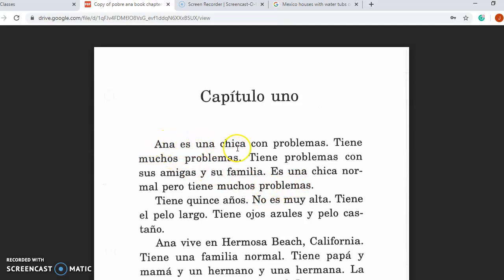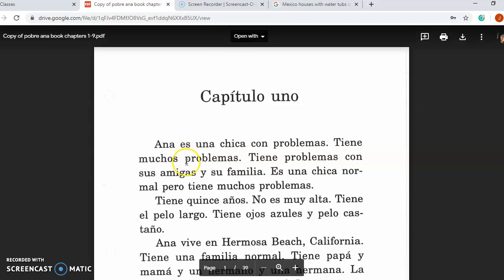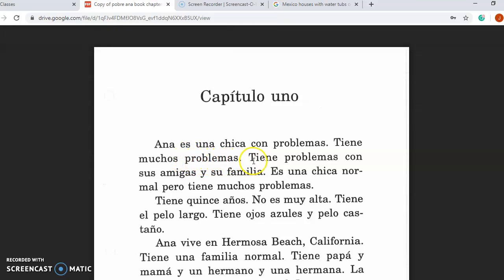Anna is a girl with problems. She has many problems. She has problems with her friends and her family. She is a normal girl, but she has a lot of problems.